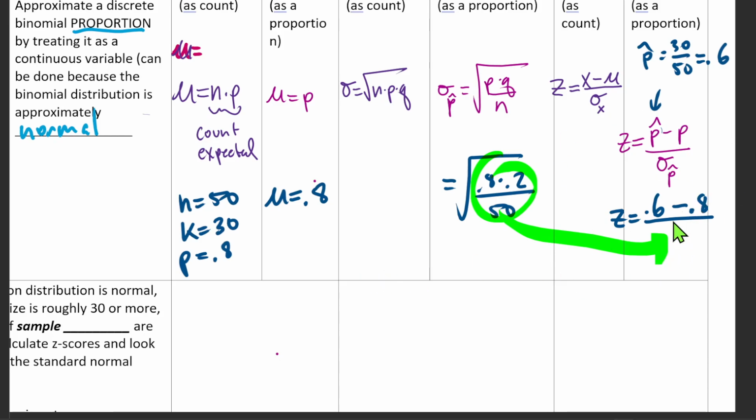And what would this be calculating? This would be calculating the probability that x is less than or equal to 30. So if that's asked and you want to do it as a proportion, you can convert it this way. You could also just do it in the purple and just keep it as a count of 30. By the way, I hope you all realize that once you find the z-score, you then go to the standard normal table and look up the probability.